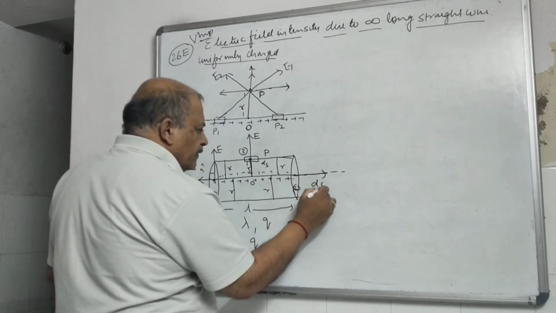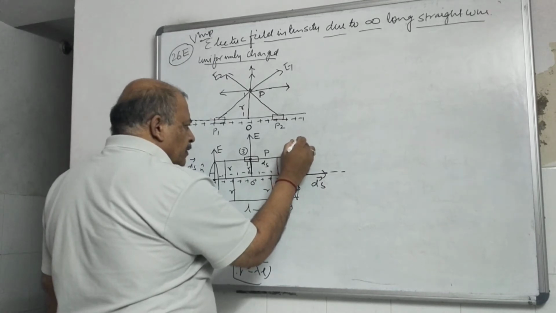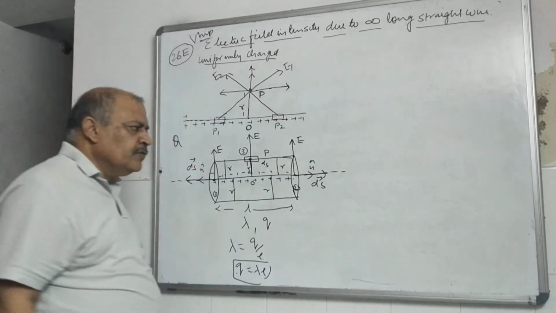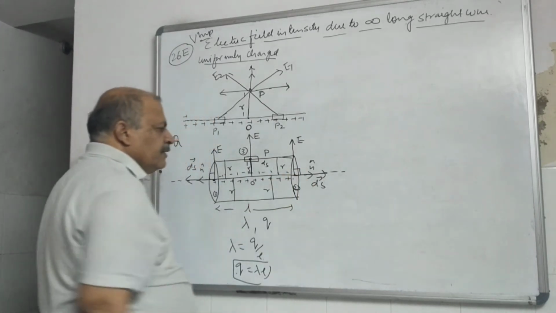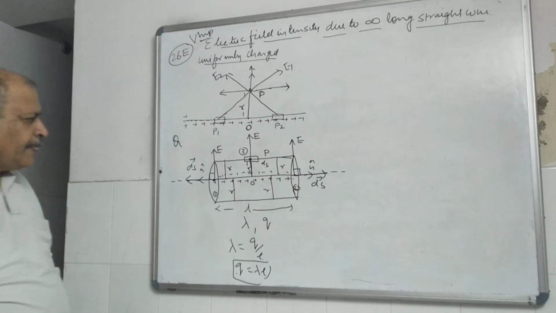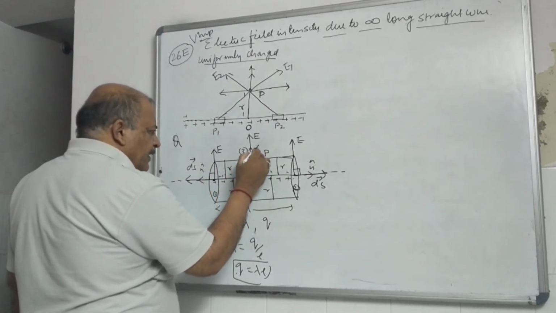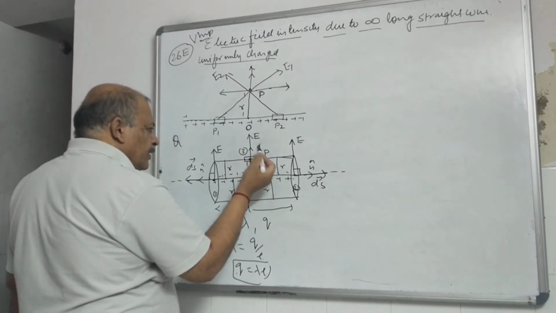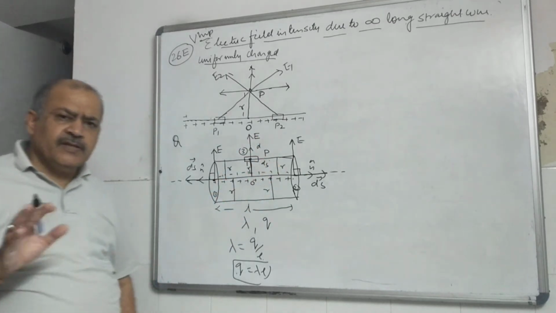Area vector in outward direction. This is the direction of electric field. Unit vector also in outward direction. So what is the angle? 90 degrees. Now here if you see the area vector, this I will take ds only, or ds dash if you want, you can write it, or let it be ds only, it doesn't make any difference.